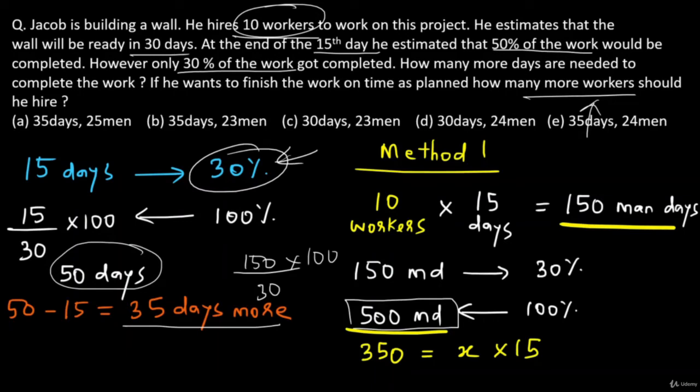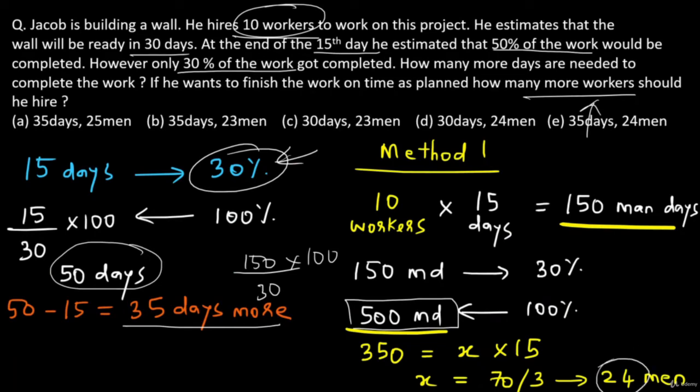On solving, we get that X is equal to 70 by 3, and that is equal to 24 men. Now, 70 by 3 is not exactly 24. That's 23 1 by 3, right? But you can't hire 1 by 3 of a man. Therefore, we have to hire the next higher whole number, that is 24 men.